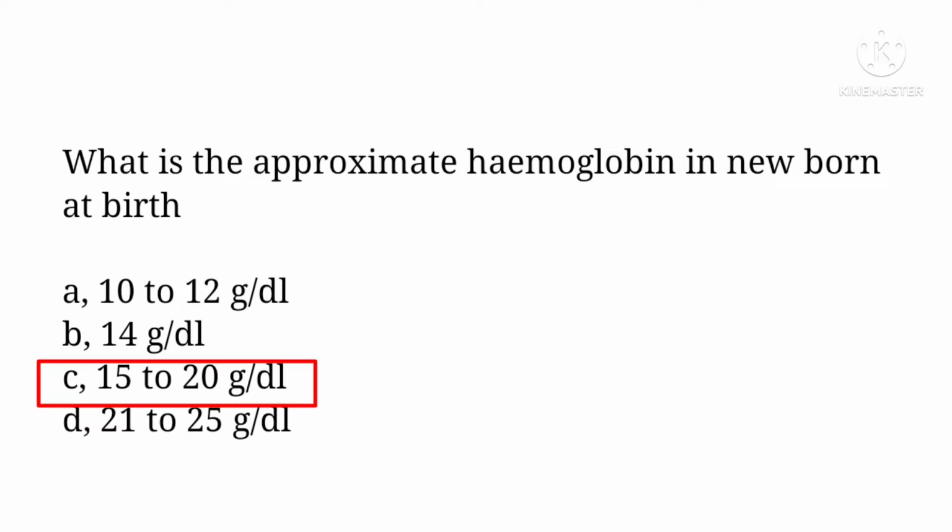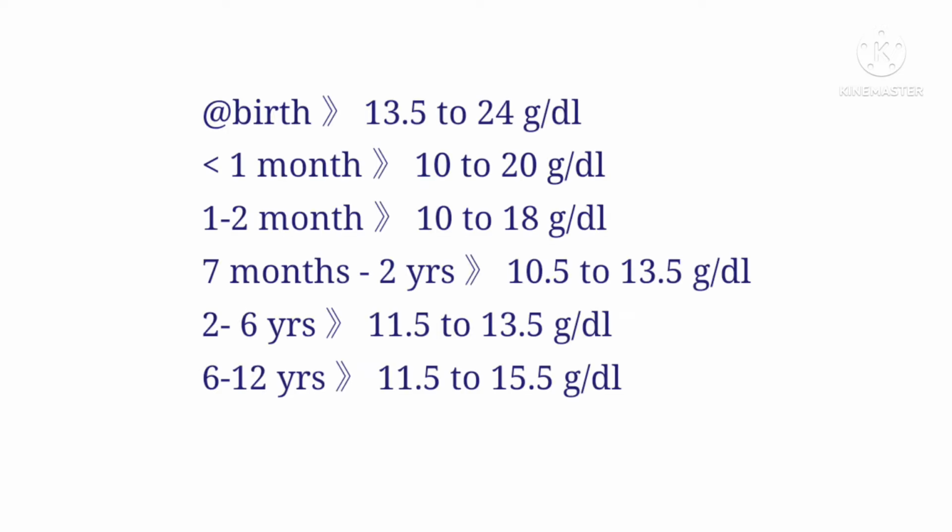At birth the hemoglobin level is 13.5 to 24 gram per deciliter. Less than 1 month 10 to 20 gram per deciliter. 1 to 2 months 10 to 18 gram per deciliter. 2 to 6 months 9.5 to 14 gram per deciliter. 7 months to 2 years 10.5 to 13.5 gram per deciliter. 2 to 6 years 11.5 to 13.5 gram per deciliter.